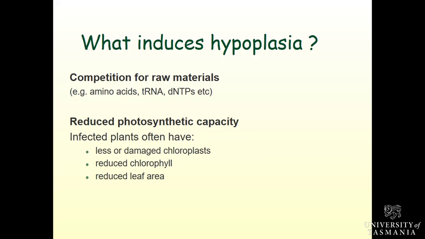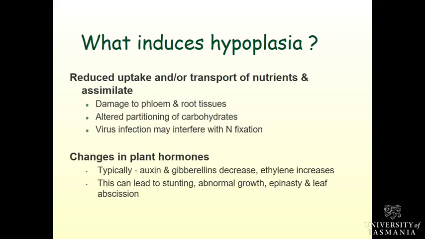So how does it happen? Competition, reduced photosynthetic capacity obviously causes stunting. If you reduce the amount of leaves, obviously they can't produce as much sugars by photosynthesis, and that's obviously going to lead to stunting as well. You're going to damage the roots. This goes systemic through everything, so it'll potentially damage both the vascular system and the root tissues, and reduce assimilate uptake. It can affect the way you distribute carbohydrates.